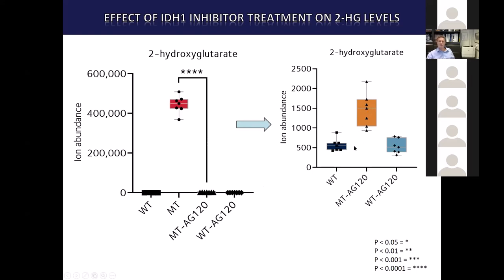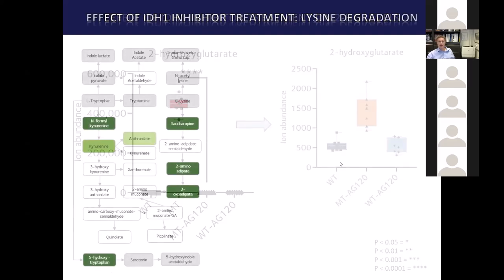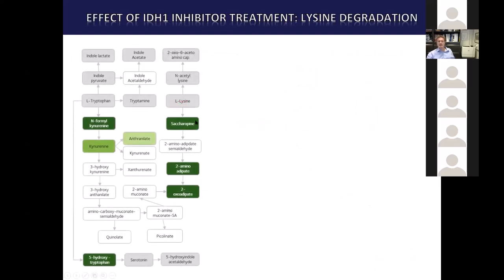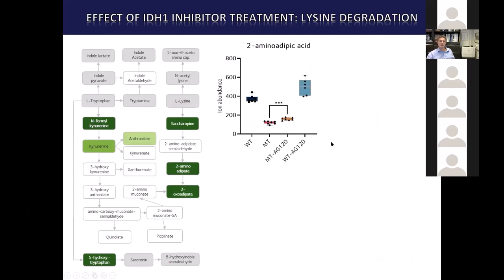And so we haven't got back to endogenous levels, but we have come down a long way. And if we then jump into that lysine degradation pathway and have a quick look at what happens if we include that inhibitor treatment, we can see that we've got this depletion, for example, for 2-aminoadipate. This is what's represented by the heat map. And then we actually see a significant, but not complete, change back to a higher abundance when we treat with the AG120. Now, it's nowhere near up here.